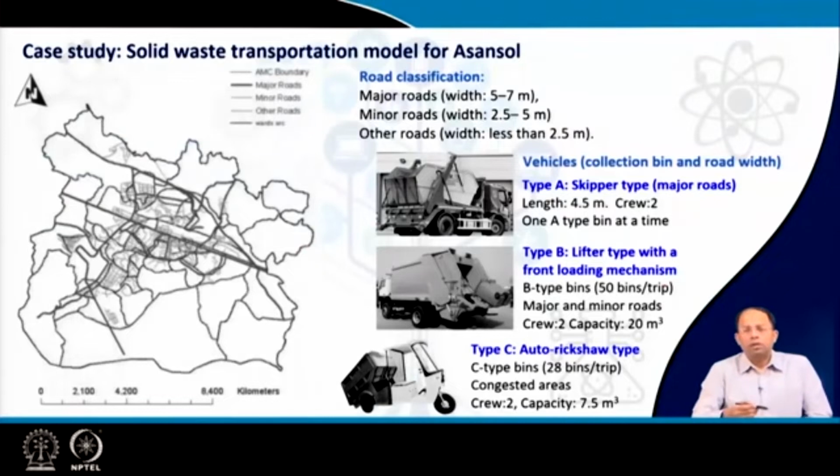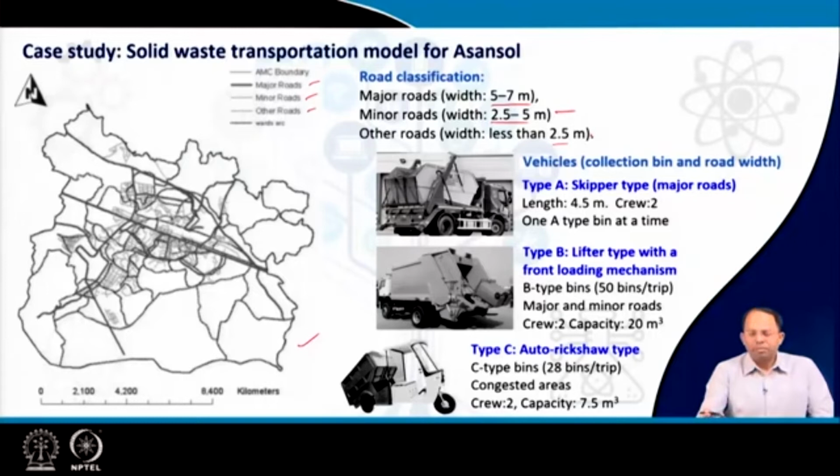Now, to do the study, of course, first we have to code the road network. That means we have to first prepare the road network map. As you can see, the major roads, minor roads and other roads are marked. Major roads are the wider ones, minor roads are 2.5 to 5 meters, whereas other roads are even smaller. So all types of vehicles cannot travel on all roads. Whenever we generate the routes for vehicles, we only consider the relevant road networks that are acceptable for that kind of vehicle.